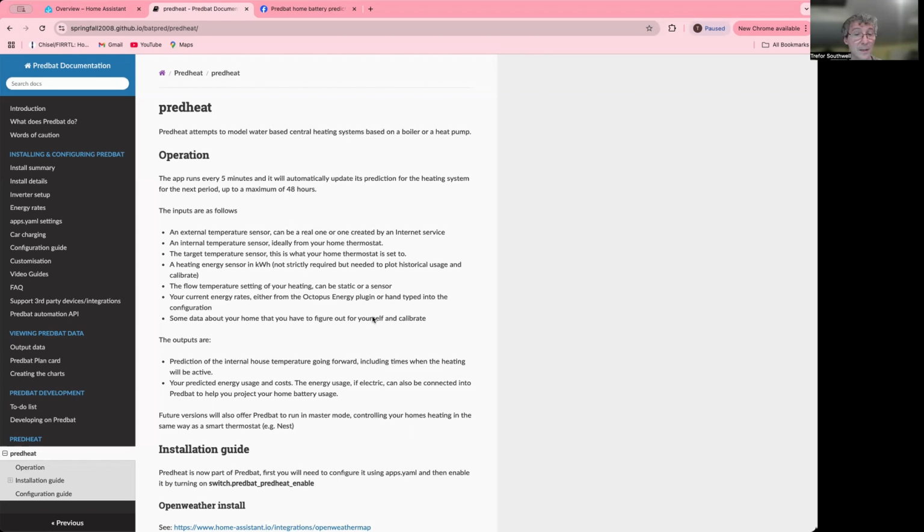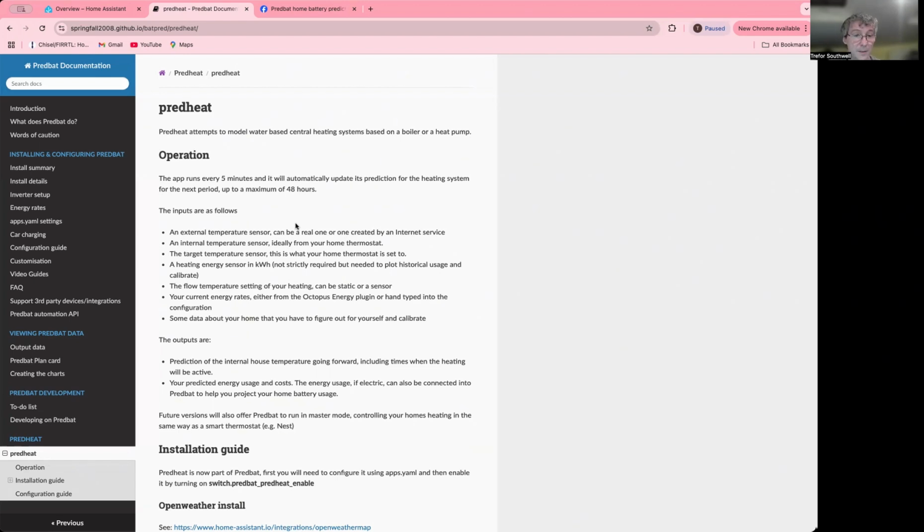So the idea is that it runs every 5 minutes and makes a prediction of the heating system. And this is any system where you've got a volume of water that's being heated. So it's normally heated by a boiler or a heat pump, so radiators essentially. You can input an external temperature sensor. Doesn't necessarily have to be a real one though. There are online resources that you can get through Home Assistant for external temperature. It wants to know the current temperature and also the predicted temperatures in the future.